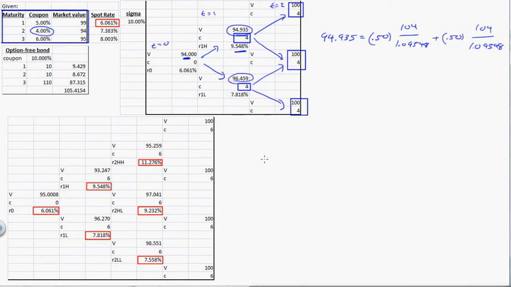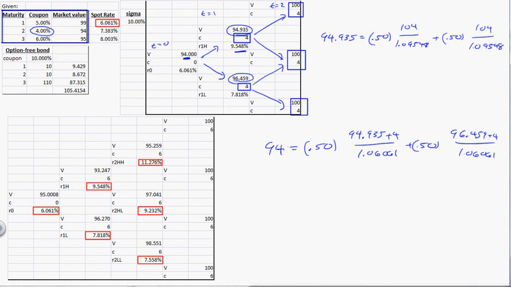Now let's look at the 94. Where does that 94 come from? The 94 is, there's a 50% chance that I go up and get the 94.935 plus 4. That's discounted back at the current rate. And there's a 50% chance of going down, which is going to be the 96.459 plus 4 divided by that interest rate. So that's where I get the 94 from.